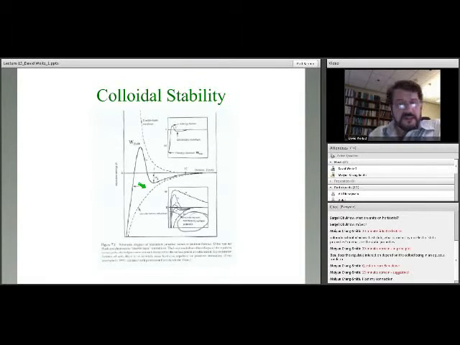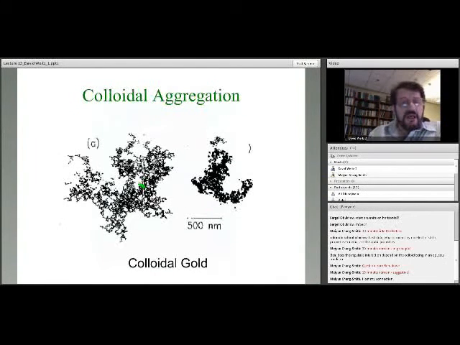And here are some images taken for gold particles. The interaction has been changed from repulsive to attractive, and they've been allowed to form these larger scale structures. Let's try to understand something about the nature of these structures. These are very typical structures that are seen when colloidal particles become destabilized and begin to aggregate or stick together.